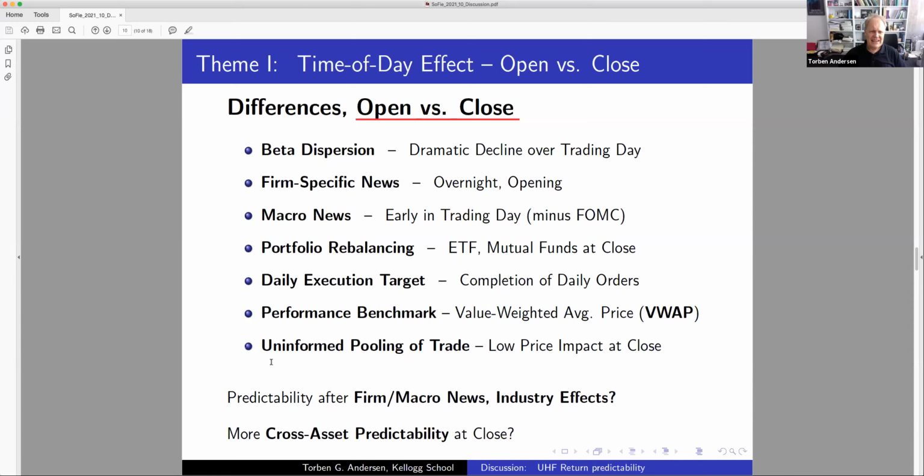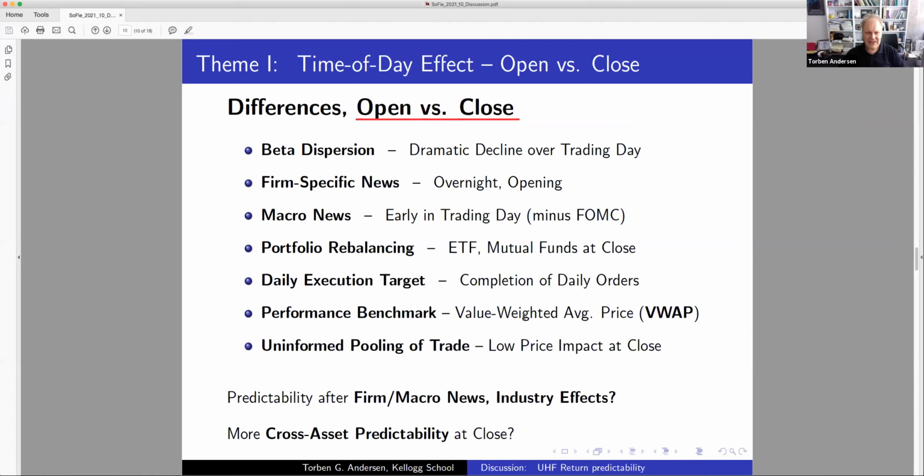And what happens at the end of the day is that you have portfolio rebalancing, daily execution targets have to be met, so there's a lot of trading at the end. There are performance benchmarks that incentivize institutions to trade late through the value-weighted average price, for instance. So you are trading closer to the average price of the day when you know the volume is high at the end of the day, so that you know what you're doing. So risk aversion would tend to push you towards trading at the end.